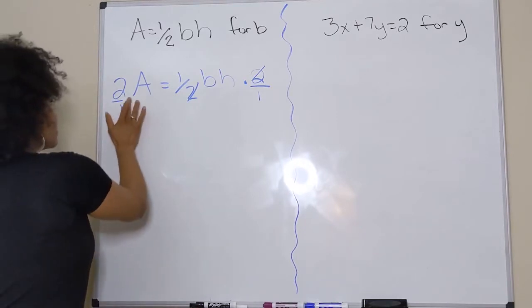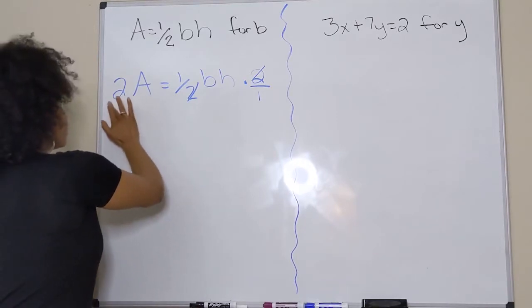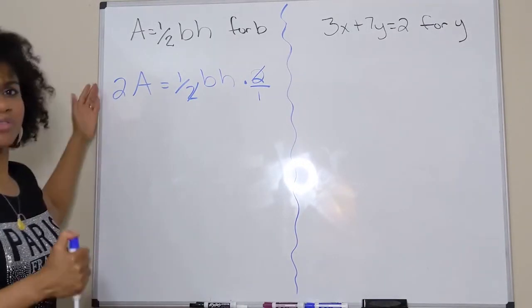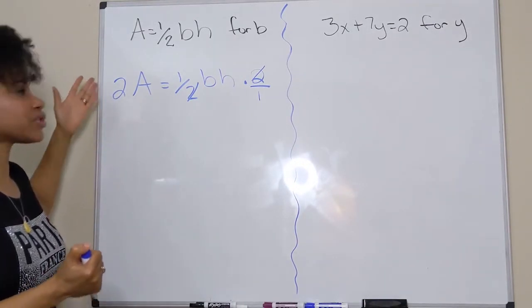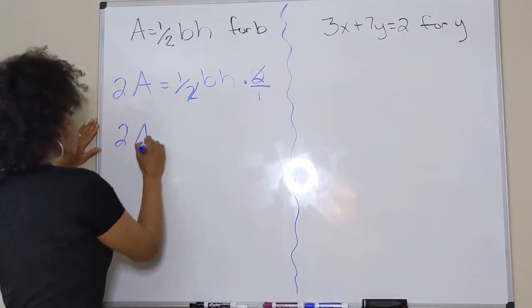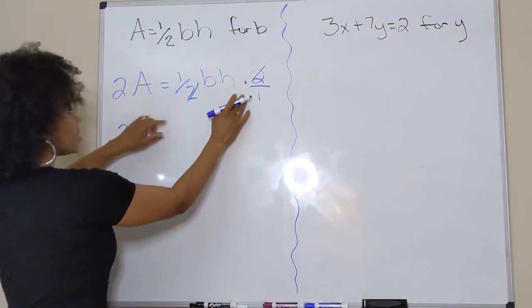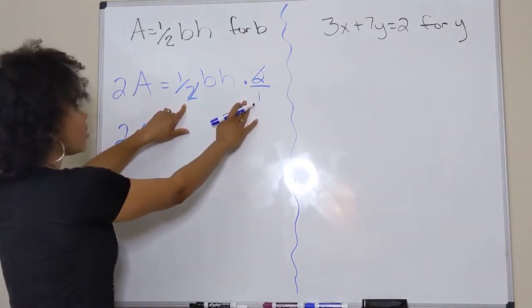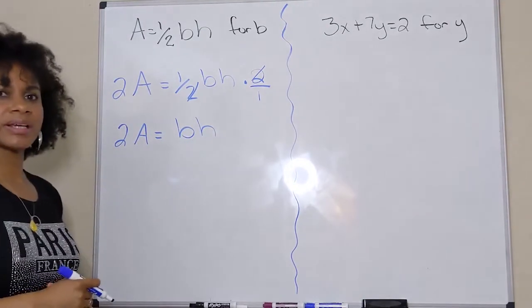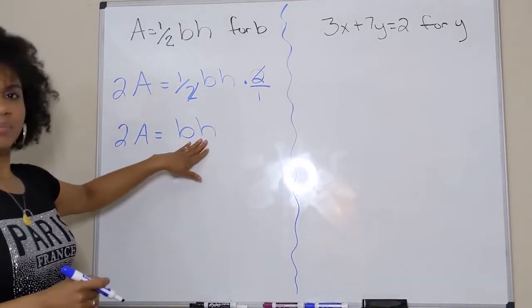But in this case, I'm just going to go ahead and get rid of that 1 underneath because it's going to have the same value. 2a/1 is the same as just 2a. All right. I'm going to bring down my 2a. And since my 1/2 canceled out on my right hand side, I'm going to bring down the b times h. And again, we read it as b times h.